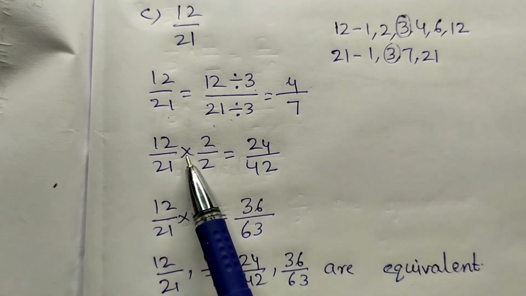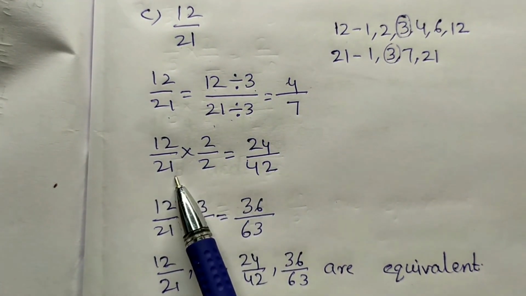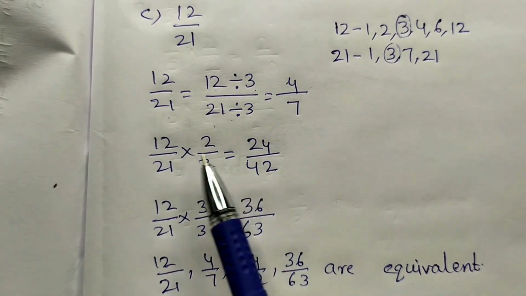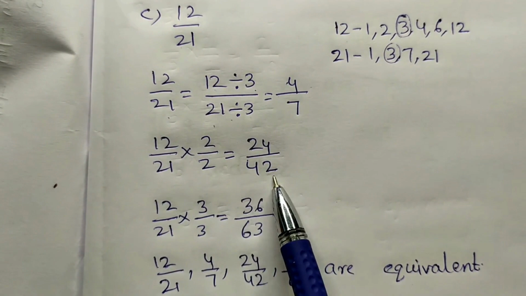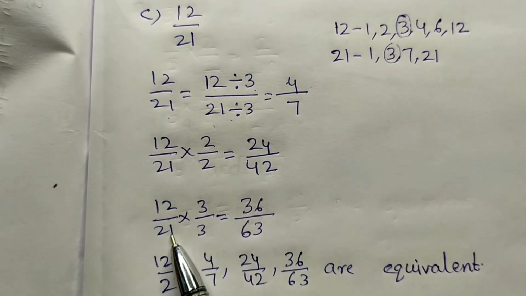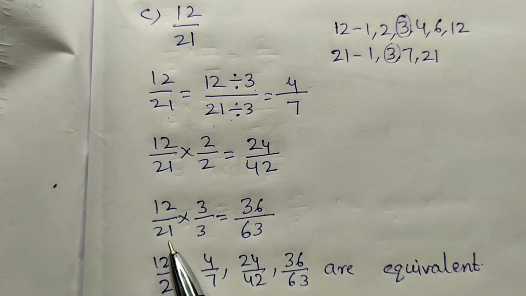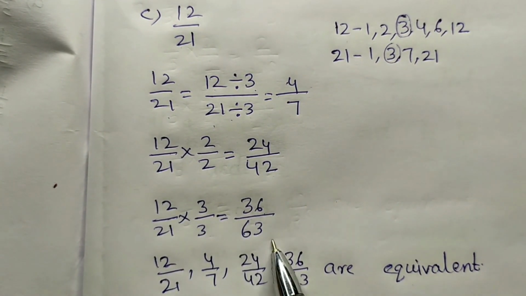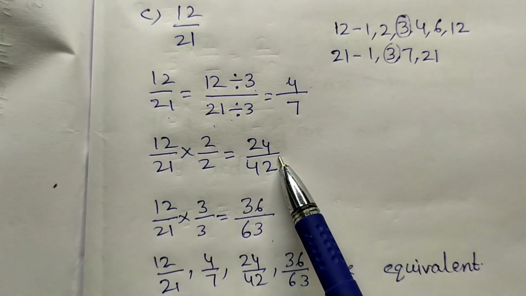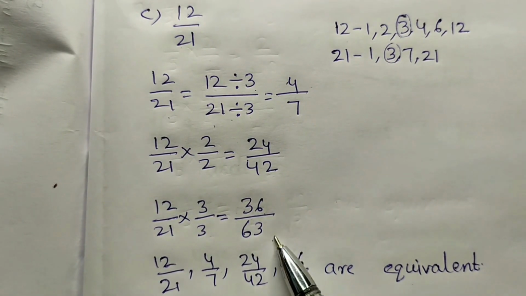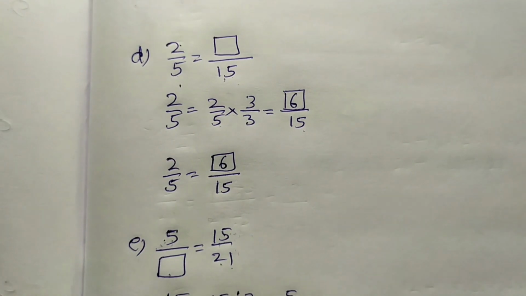And now I am doing multiplication for other equivalent fractions. 12 by 21 into 2 by 2 is equal to 12 into 2, 24, by 21 into 2, 42. 12 by 21 into 3 by 3 is equal to 12 into 3, 36, and 21 into 3, 63. So these are the equivalent fractions: 4 by 7, 24 by 42, 36 by 63 are equivalent fractions for 12 by 21.